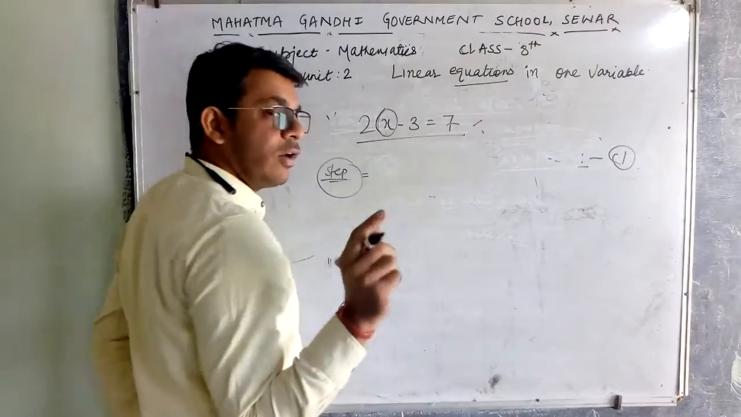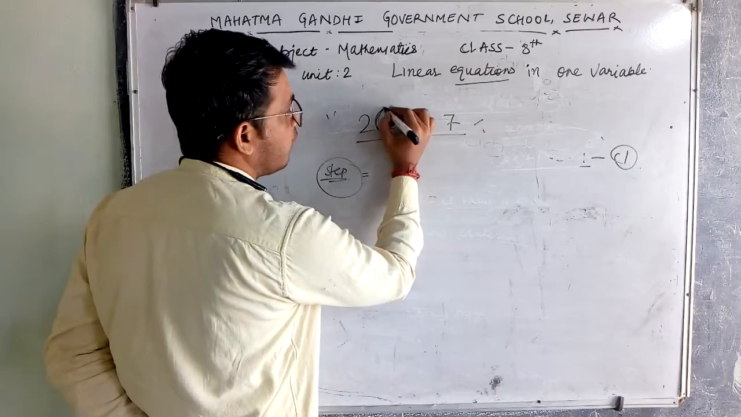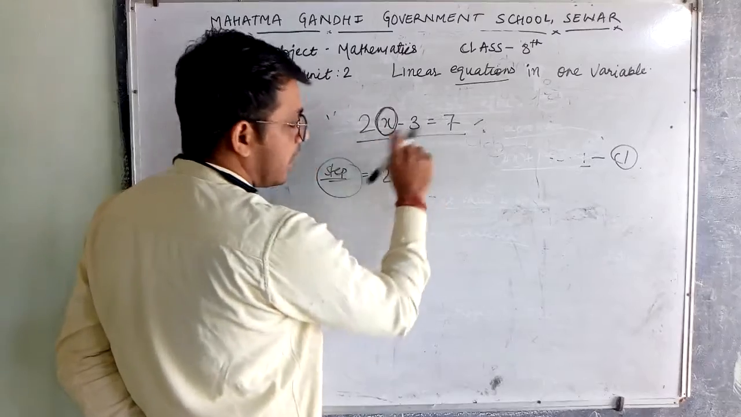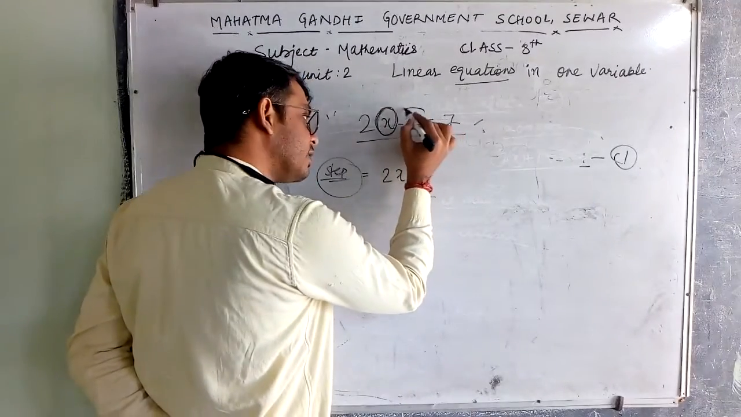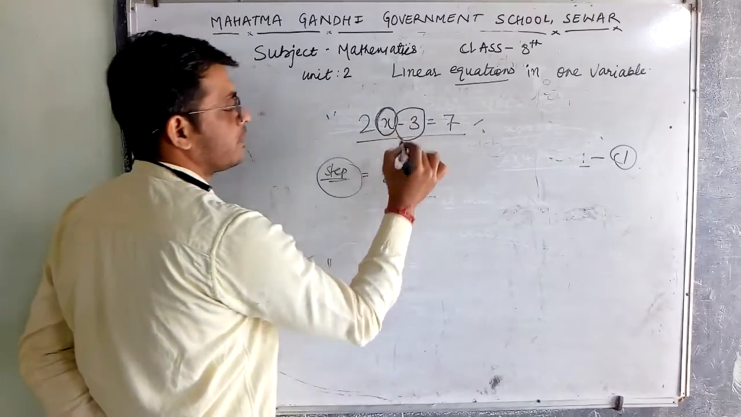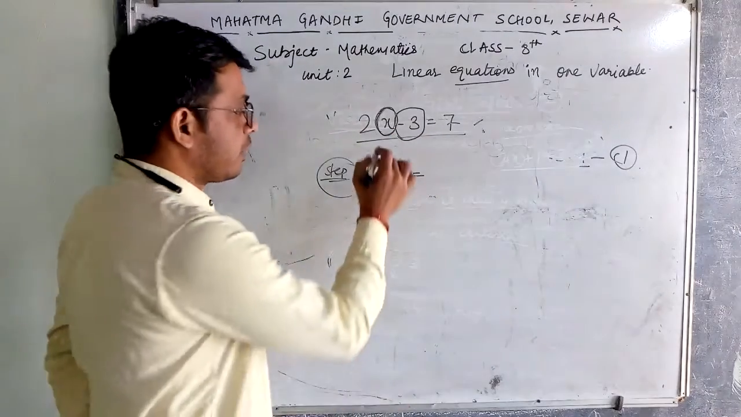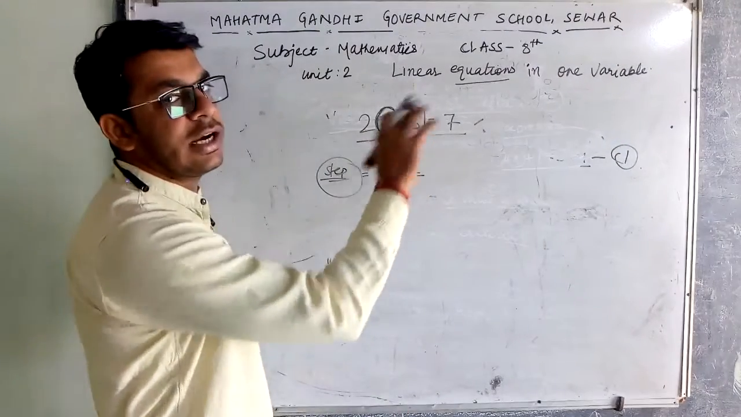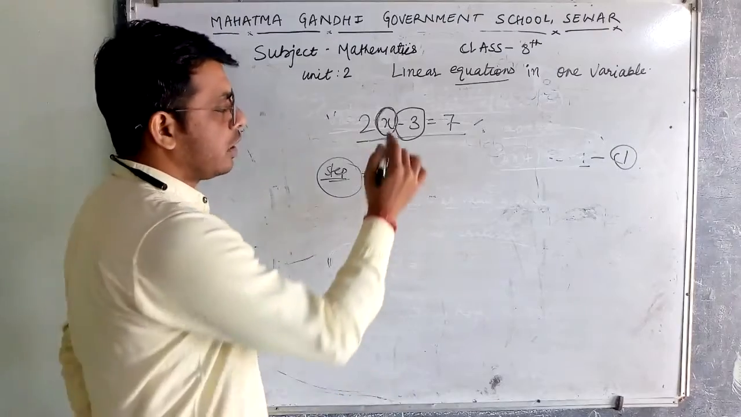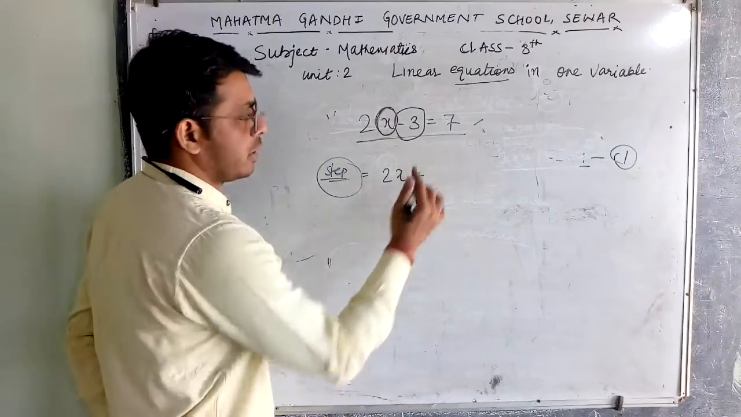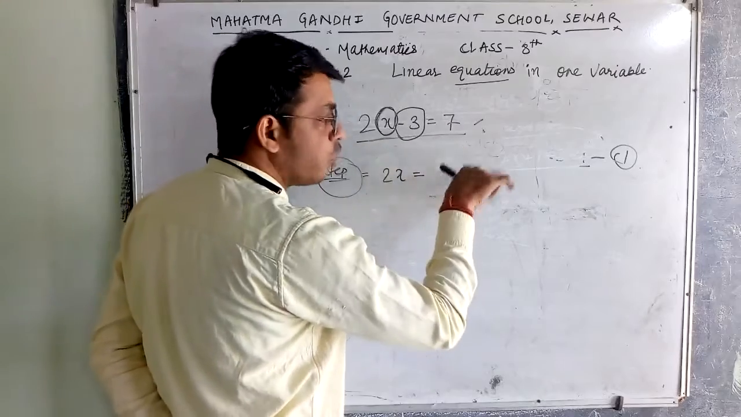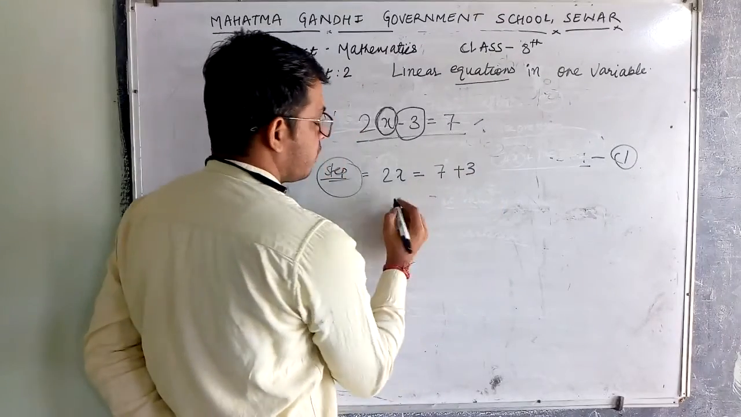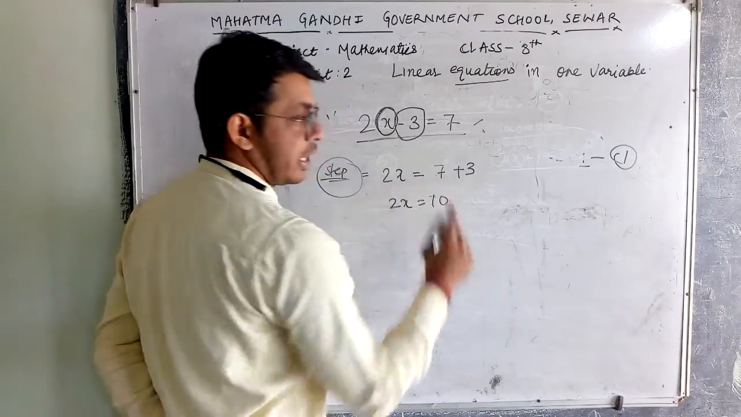Now what I want to find out the value of is x. So 2x. Now one another thing: if on this side, in the LHS, any number or any variable has a negative sign, if we transfer it to the other side of the equation, the sign of the number will change. This is 3. Now if we move this to this side, it will change to positive. 2x equal to 10.